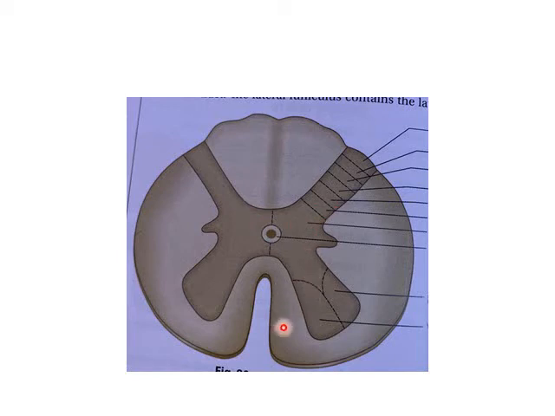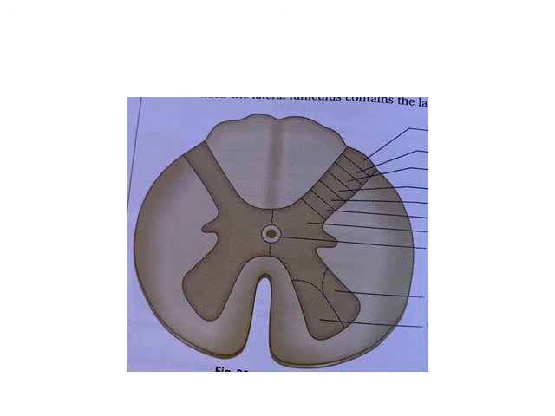Now about the white matter in the spinal cord. The butterfly-shaped grey matter divides the surrounding white matter into three funiculi: this is the anterior funiculus, this is the lateral funiculus, and this is the posterior funiculus. These are areas of white matter lying in between the horns of the grey matter.